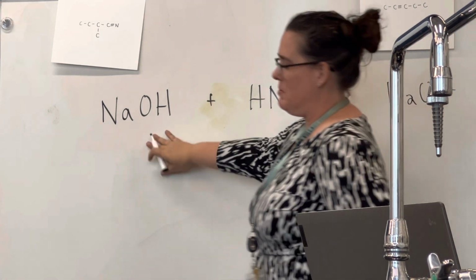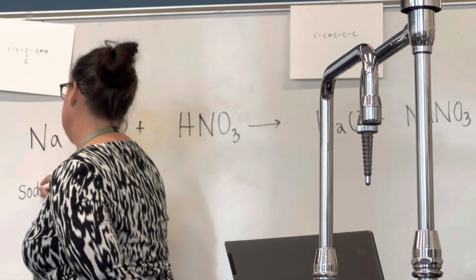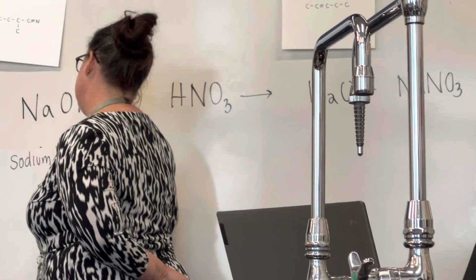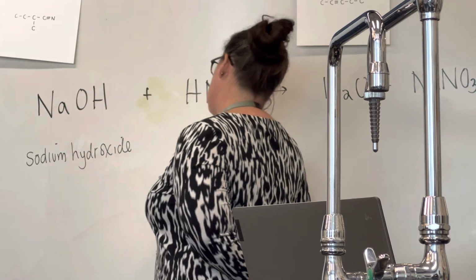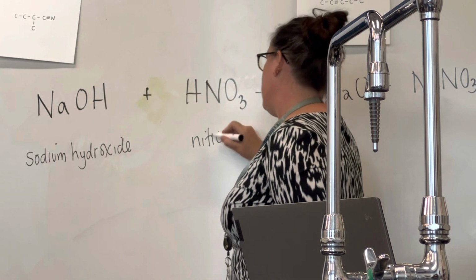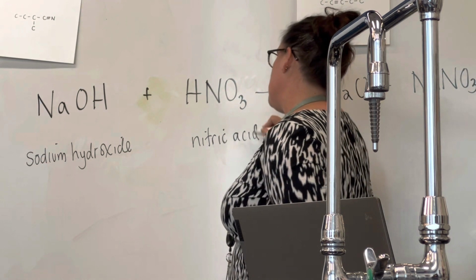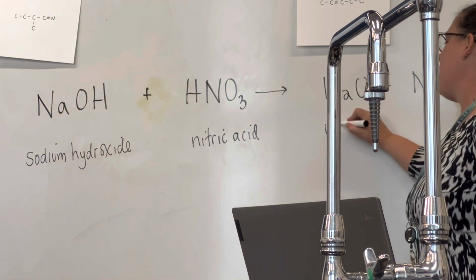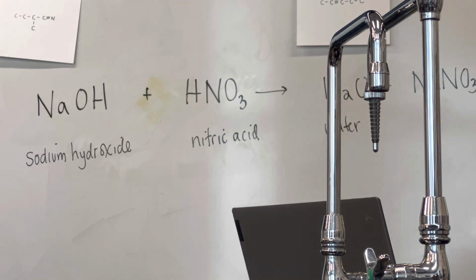Okay, so let's think about how we name these things. I'm going to name this one kind of funny. On the left I have sodium hydroxide and nitric acid. On the right I have water. My favorite, I'm good at that one. How do I call this compound, sodium nitrate? So what's the connection between nitric acid and nitrates?